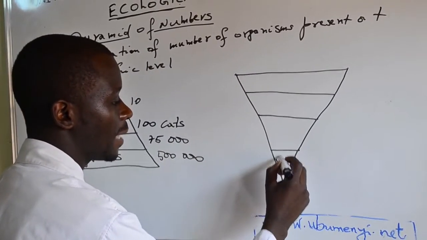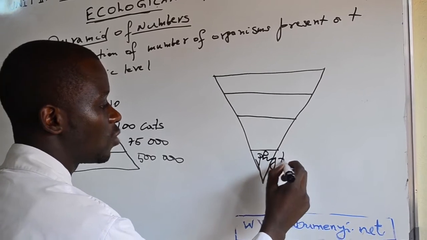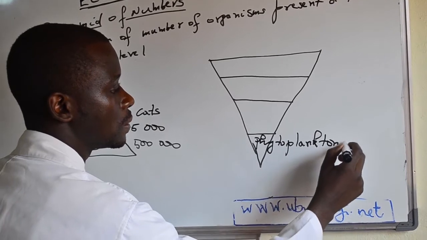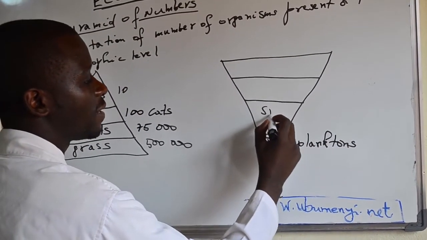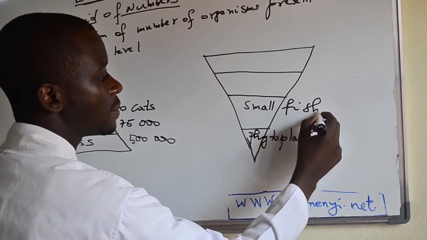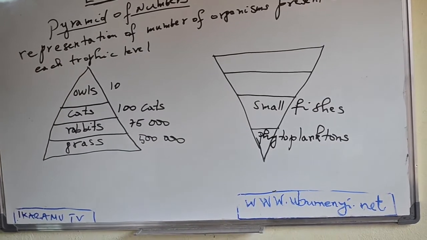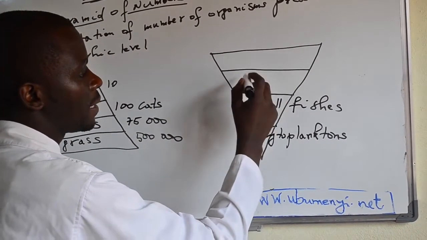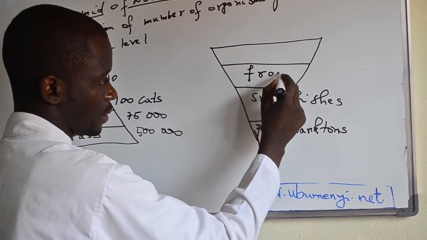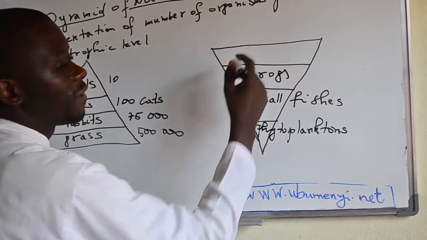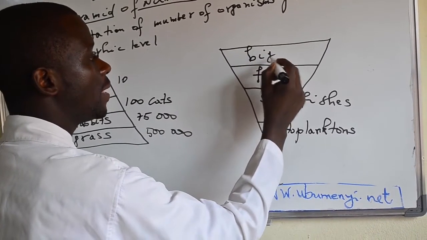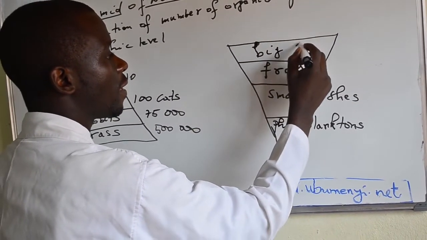Let's say, like here we have phytoplankton. Here we can have the small fishes. We can have here as well the frogs, and here we can have the big fishes.